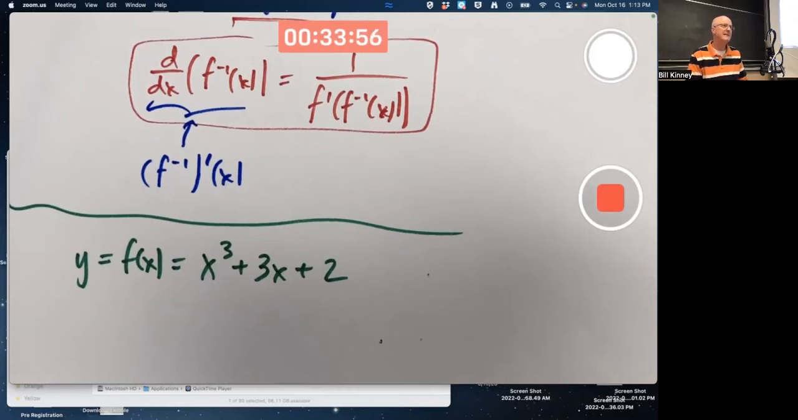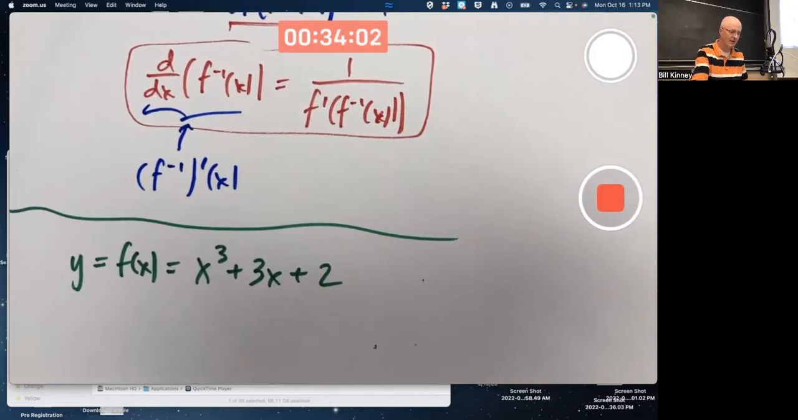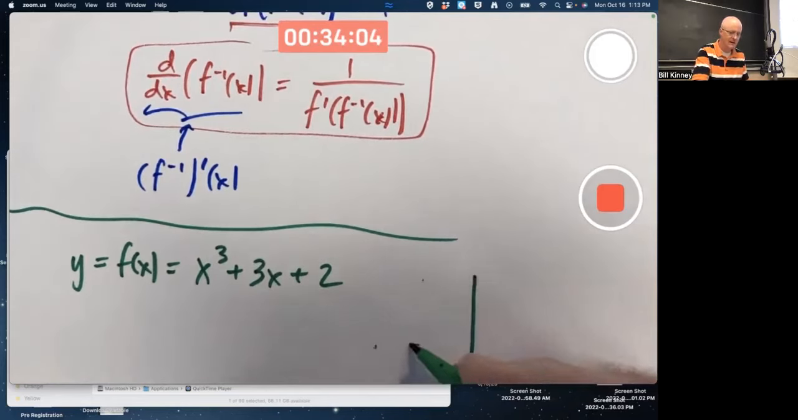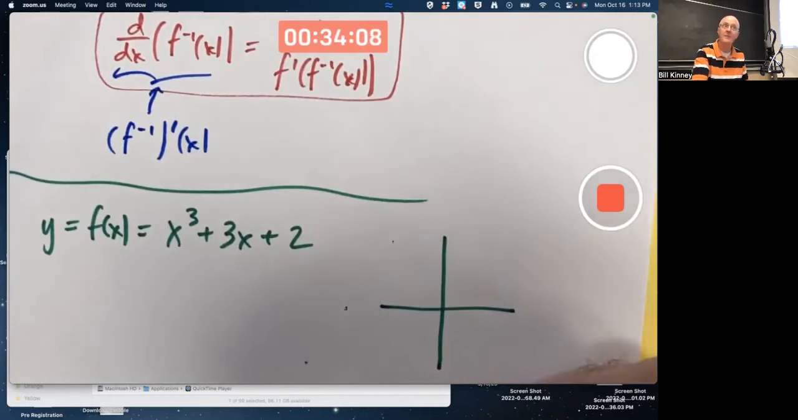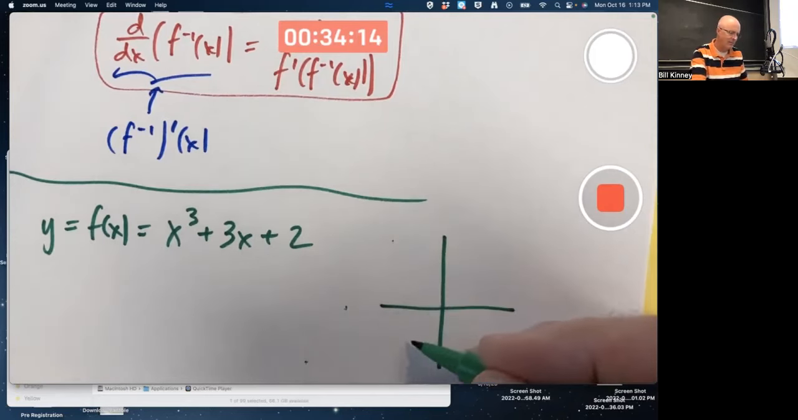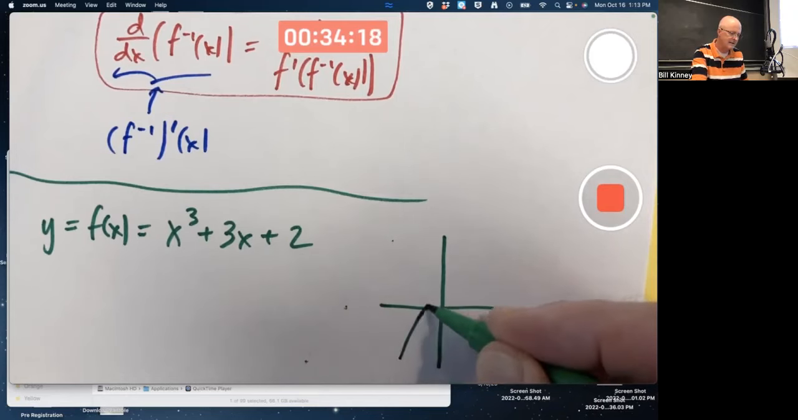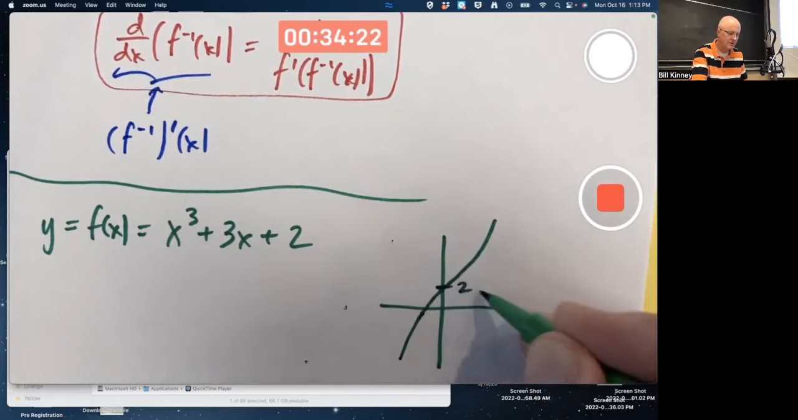And I've purposely made this cubic. I know from experience that the graph of this is going to be 1-to-1. It's not going to go up, then down, then up again. It's going to go up all the time, though it will have an inflection point at, well, some positive value of x. The graph's going to look about like this. This is going to be a y-intercept of 2.